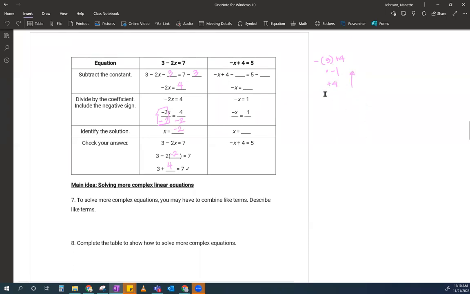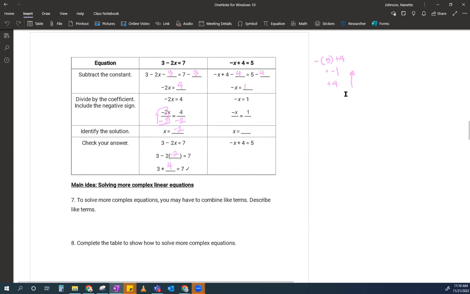Okay, so first we're going to take care of that adding 4. How do you get rid of adding 4? Very good. You would subtract 4 from both sides, of course. So 5 minus 4 is 1. And then next thing we would do is we take care of that multiply.